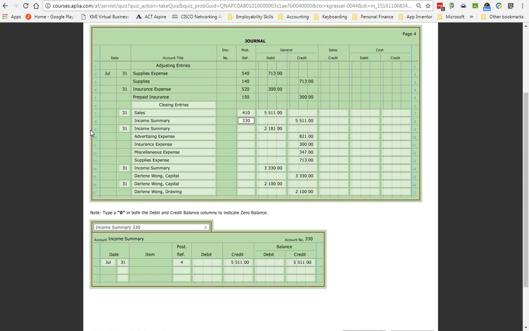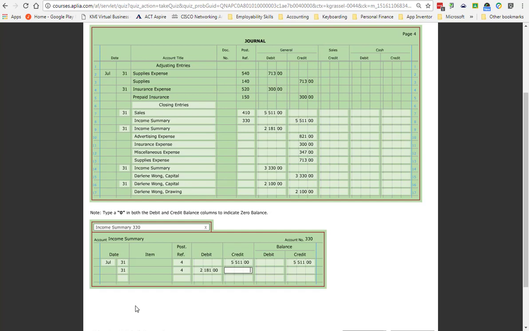Now, immediately on line 9 of my journal, I have income summary affecting again for the 31st. So I put the date of the 31st, post reference of 4, and I'm going to debit it $2,181. I previously had a credit balance of $5,511. I subtract my $2,181, and now my balance is $3,330. Does that number seem familiar? It is on your worksheet. It should be on your worksheet. If it's not on your worksheet, somewhere, somehow, you've made a boo-boo, and you need to find and fix it.